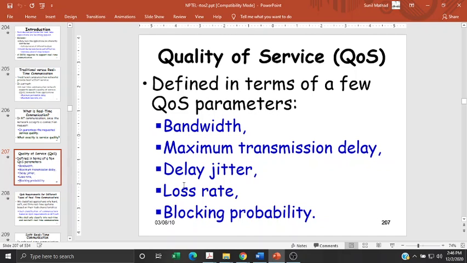So some acceptable norms or margins are to be specified, so that it helps in the synchronization of the other processes in the system as such.